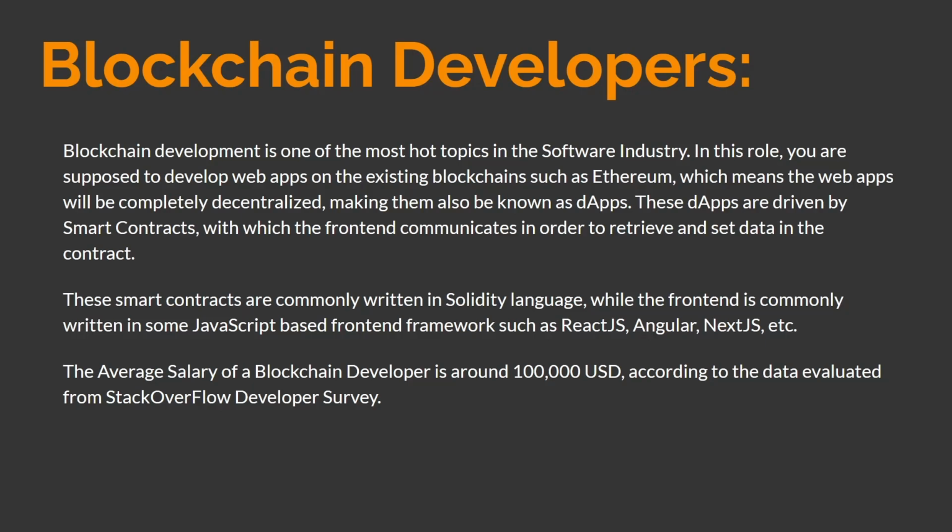So smart contracts, as I've already told you, are written in the Solidity programming language, while the front end is commonly written in some JavaScript based frameworks such as React.js, Angular, and Next.js. You can still write your front end in HTML, CSS, and JS. The only difference is that it would be very difficult for you to communicate with the blockchain network if you are on vanilla HTML, CSS, and JS. JS means JavaScript. The average salary of a blockchain developer is around 100k or 100,000 US dollars, which is again according to the data evaluated from the Stack Overflow Developer Survey.